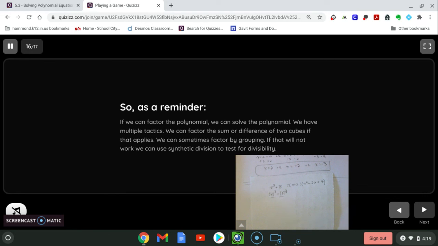So here's our big takeaway. If we can factor the polynomial, then we can solve the polynomial. Right? If we can set it equal to 0 and get one side in its factored form, we can use the zero product property. So how can we do that? Well, if we're given one factor, we can use synthetic division to factor it the rest of the way. Factor by grouping if that works. Sum or difference of cubes if that applies. Sometimes we're given a factor to test for, and we can use synthetic division. Sometimes we have to test our own factors, and we'll find out more about those as we move on through the remainder of the unit.